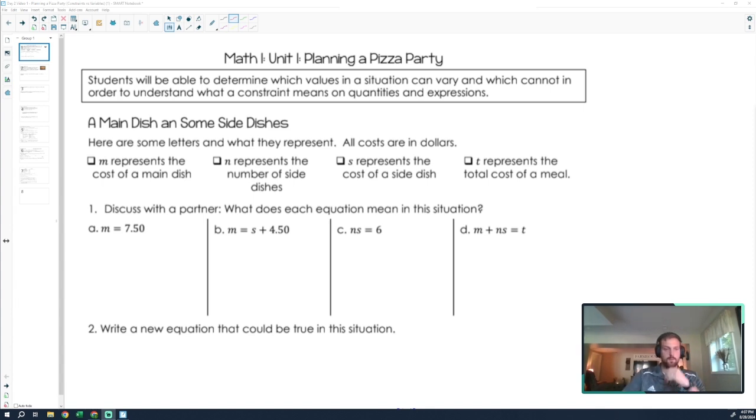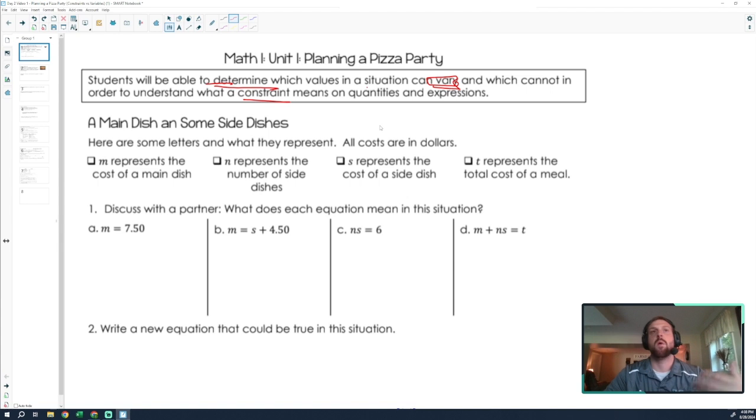All right, so jumping right into it. Every time we have a lesson, I'm going to do the same thing. I want to state what our objective is, so the kids and everybody know what to expect in this lesson. It's right here at the top, squared off for you. Today, students will be able to, and I'm not good at writing yet, so bear with me, determine which values in a situation can vary and which cannot, in order to understand what a constraint means on quantities and expressions.